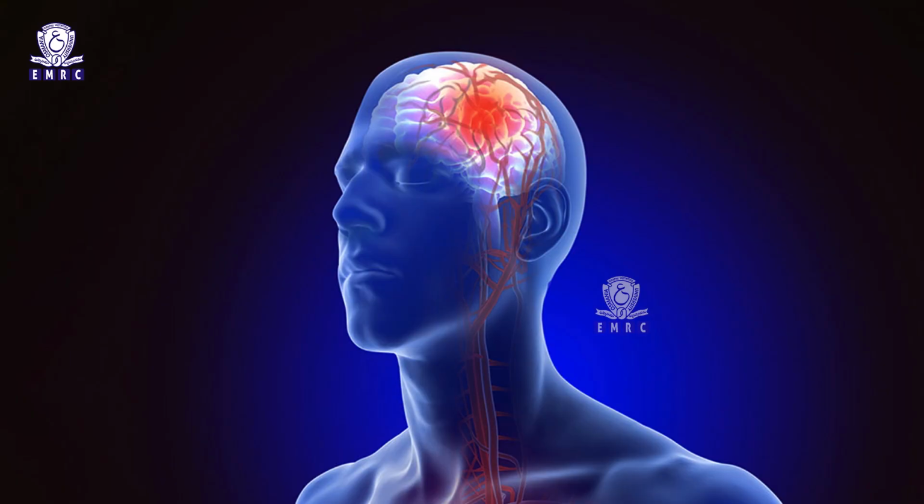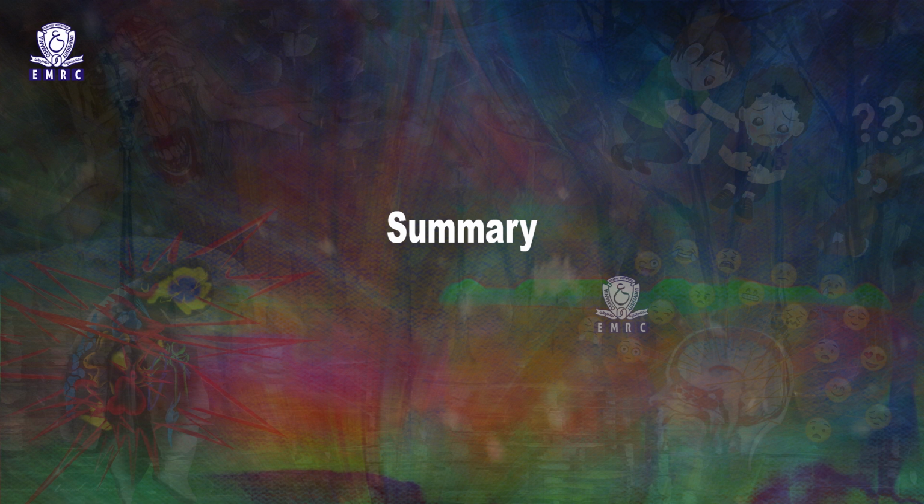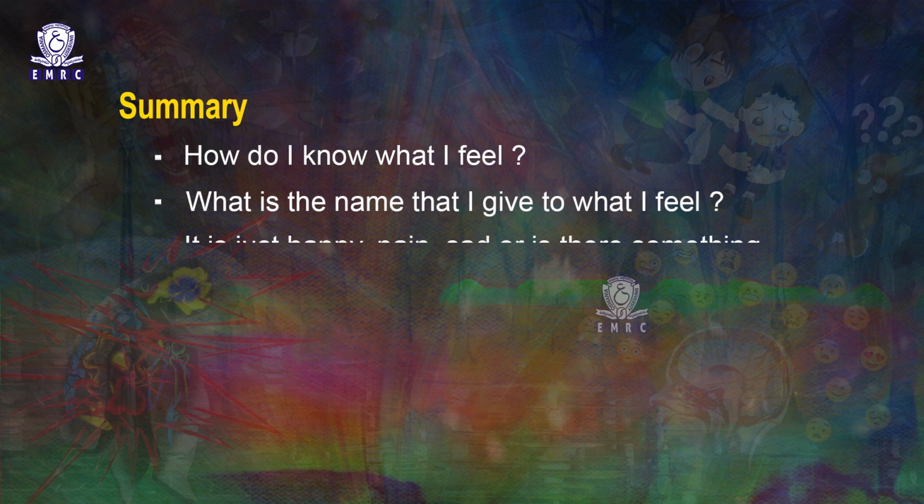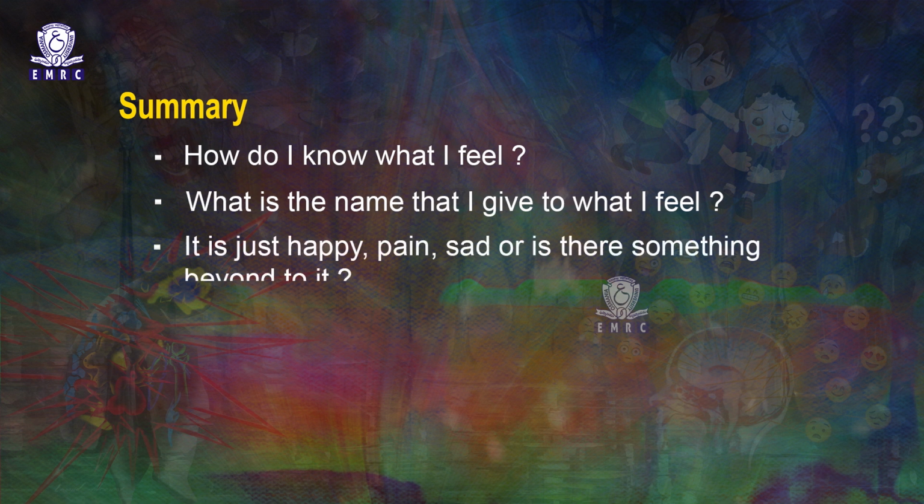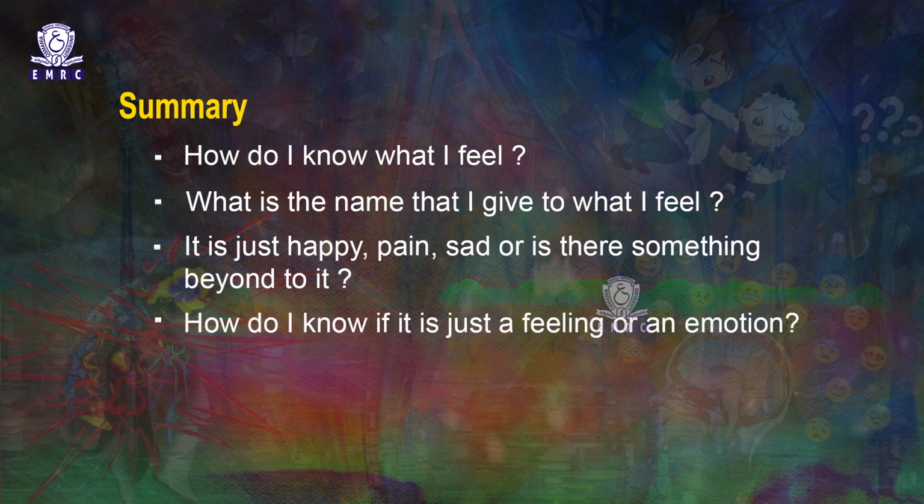The impact of the amygdala and septum on emotional reactions is quite immediate and direct in non-humans. In humans, it is more subtle, reflecting the influence of other brain centers. Summary of the module: how do I know what I feel? What is the name that I give to what I feel? Is it just happy, pain, sad, or is there something beyond that? How do I know if it is just a feeling or an emotion?